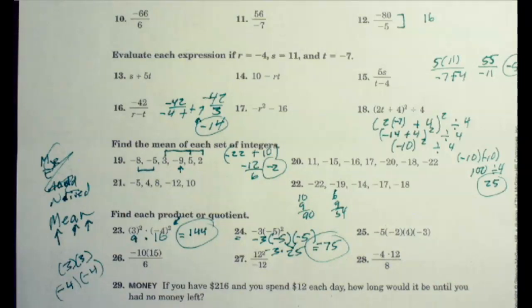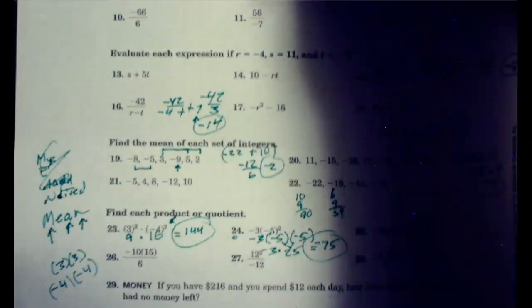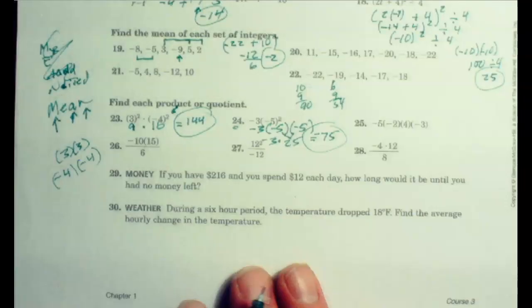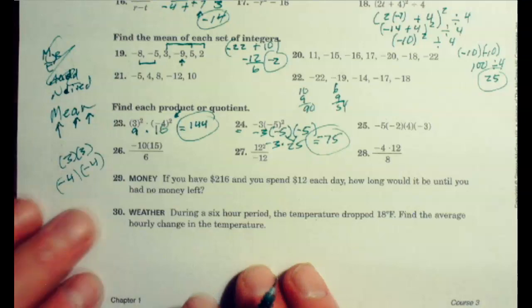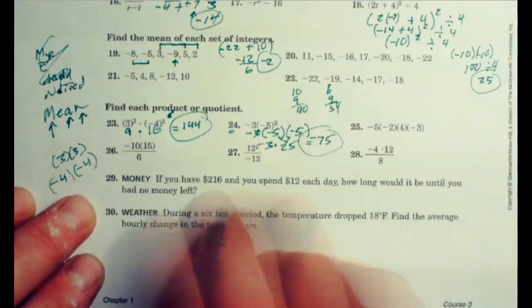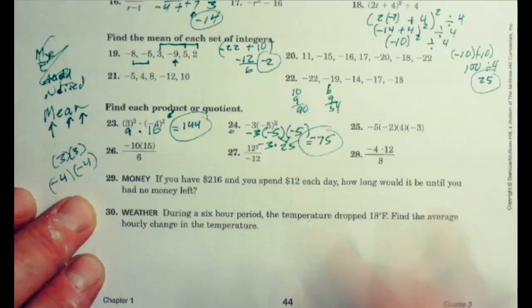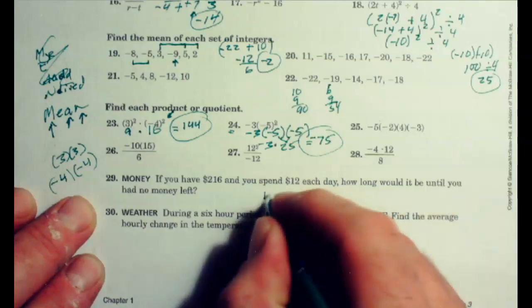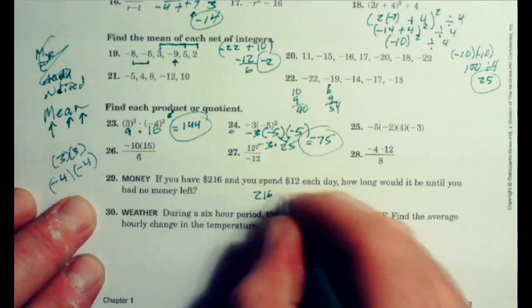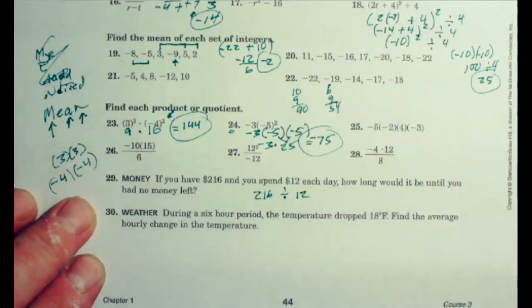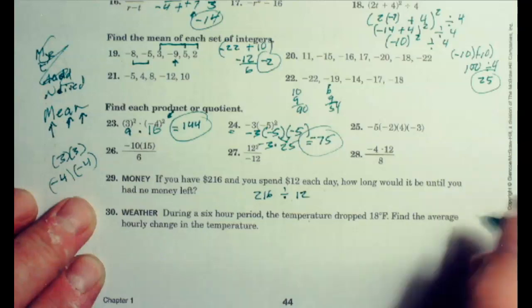All right, let's take a look at these word problems. Maybe I'll do one of them for you, and otherwise you're on your own for this. If you have $216 and you spend $12 each day, how long will it be until you have no money left? Well, we're looking at 216, and we're dividing that by 12. Okay, and how long will it be? Well, I'm going to go old school on you here.